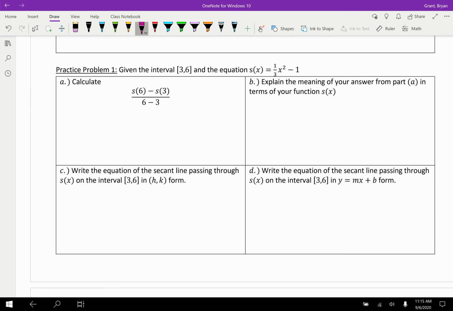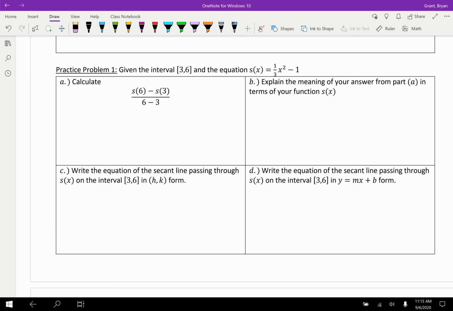Hopefully you've unpaused and you're ready to rock and roll. So they gave us an equation s of x, which is a parabola, x squared, right? It's a polynomial, a subset of polynomials, it's a parabola. And they're saying only think about the equation from an x of 3 to an x of 6.